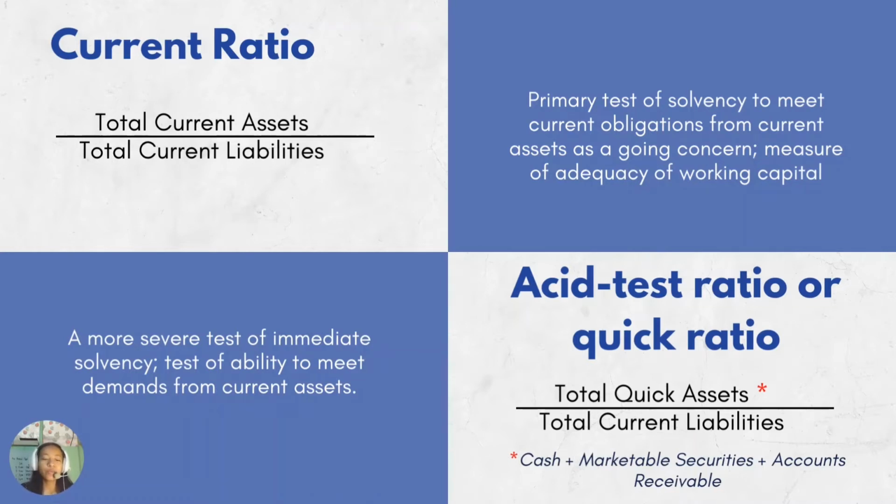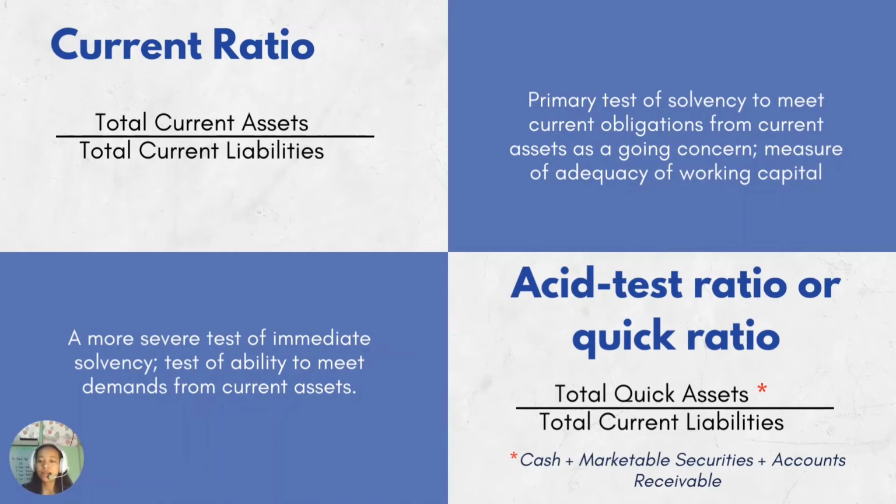Ayun. For the quick assets naman or acid test ratio or quick ratio, ayan, it is calculated by getting the total quick assets and dividing it by total current liabilities. The total quick assets is calculated by adding the cash, marketable securities, and accounts receivable from the current assets. So, this is a more severe test of immediate solvency. Yan, test of ability to meet demands from current assets.